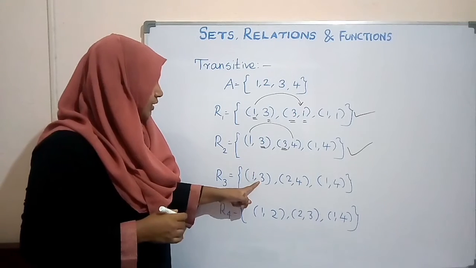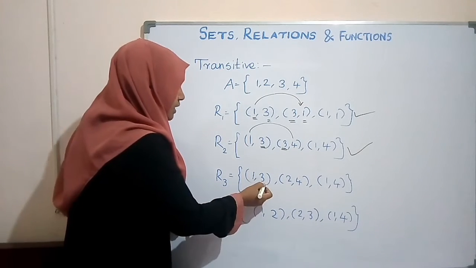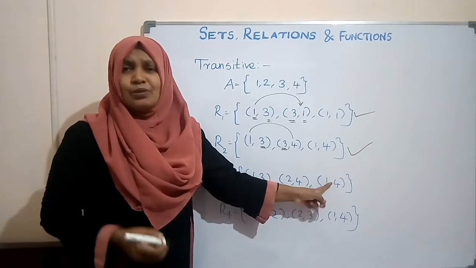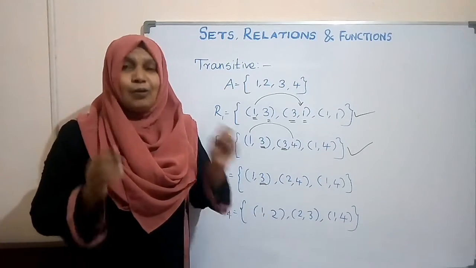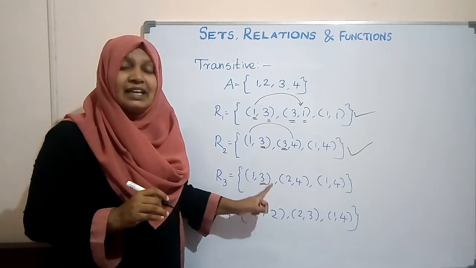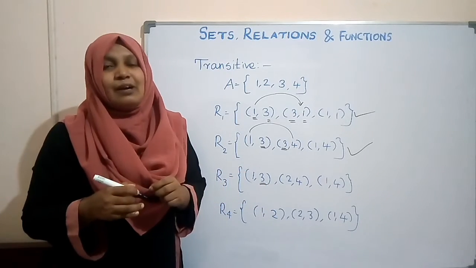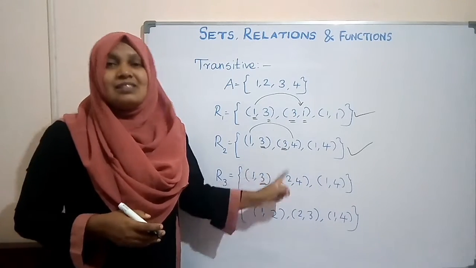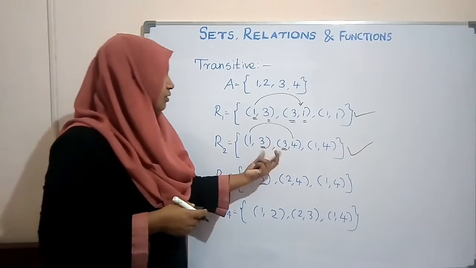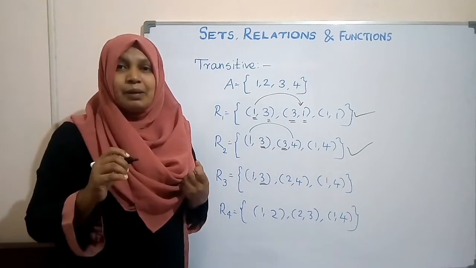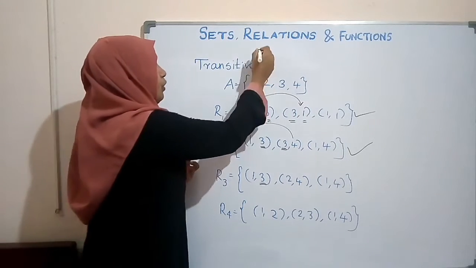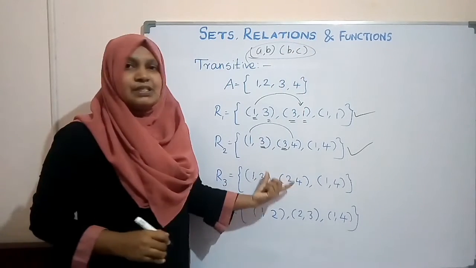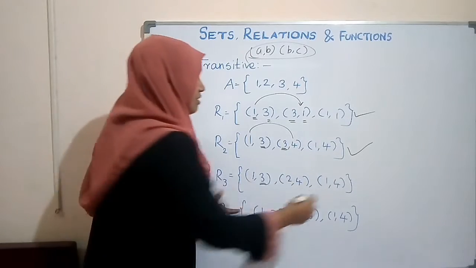See the next one. (1, 3) is there, and this is ending with 3. So is there any element starting with 3? No. So no need to search for the third element. Only when you find (1, 3) and again an element starting with 3, then only we have to search for that, that is (A, C). So here no need to search. Then also it is transitive, because there are no two elements like (A, B) and (B, C). Like this we can't find any such element here. Then also directly we can write it is transitive.